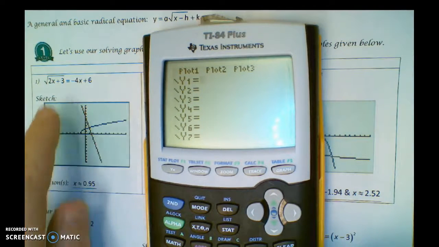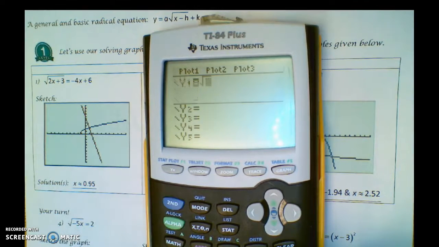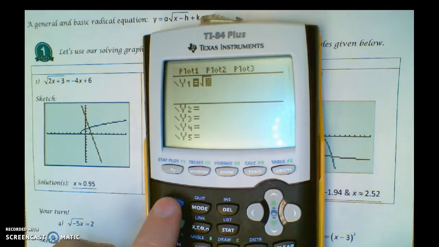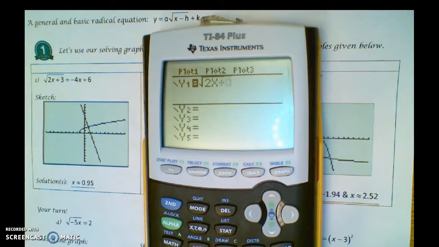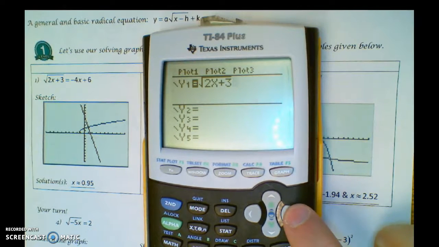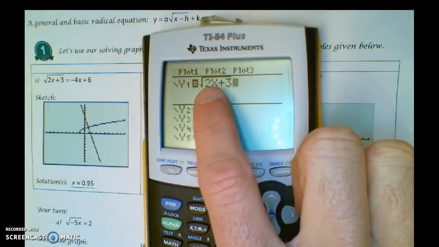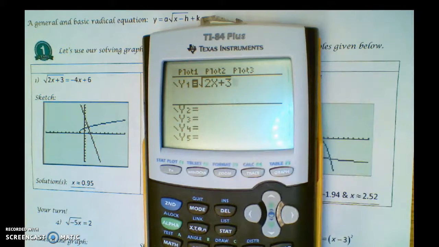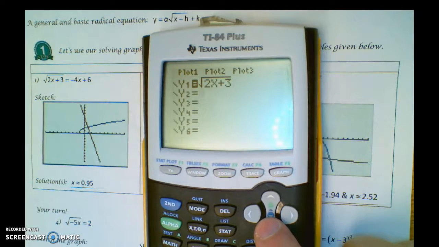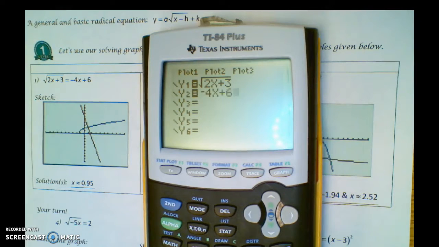So for the square root of 2x to the third, I'm going to type second, x squared, and then 2x plus 3. The important part to realize is that you want the entire thing underneath the radical. So you can see that the radical extends to everything that's listed underneath it. In the second equation, it's just a plain old negative 4x plus 6. Then you hit graph.